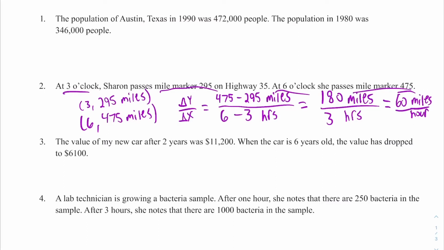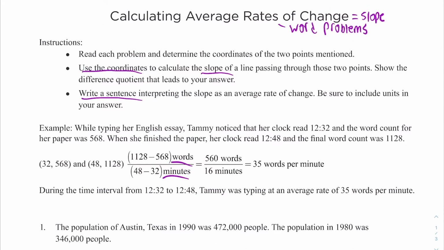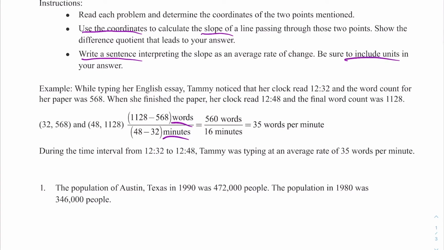And just so that we know 100% sure, that means per 1 hour. 60 miles every 1 hour that passes. That was her average rate of change. So now we just need to answer that back in a sentence. The other requirement besides finding the slope was to write a sentence interpreting the slope with the units in that answer.